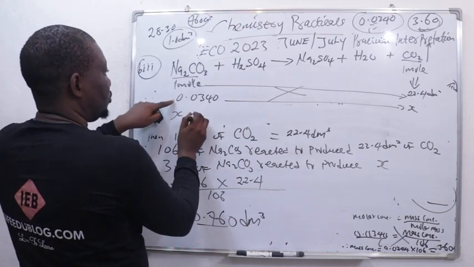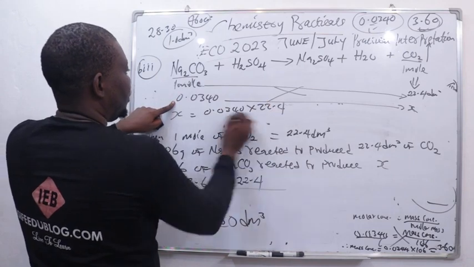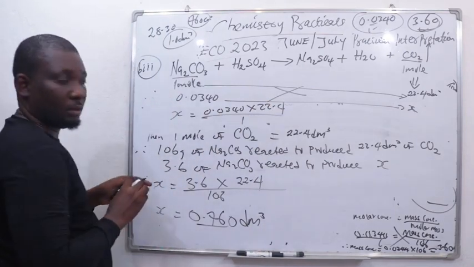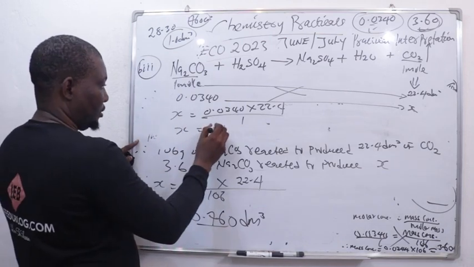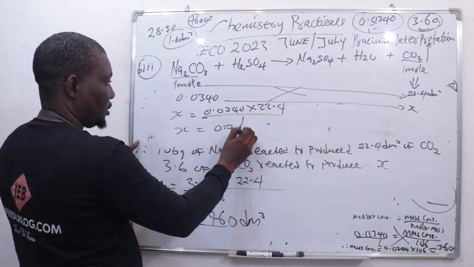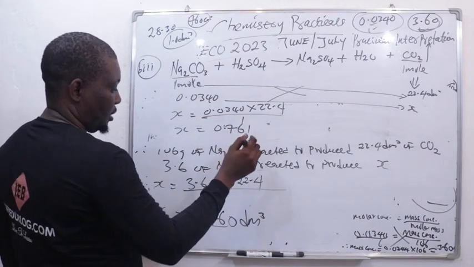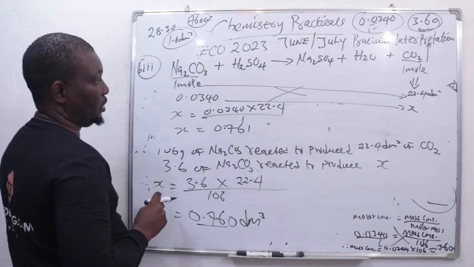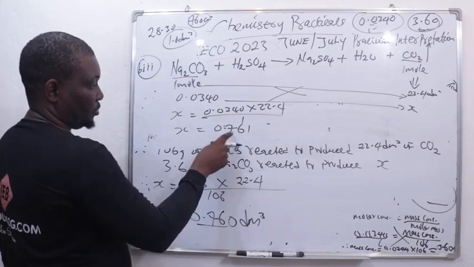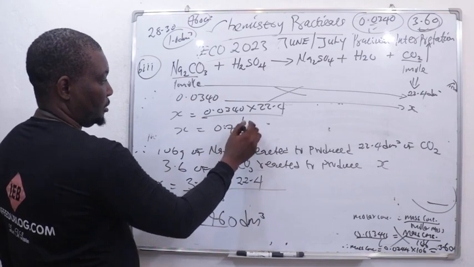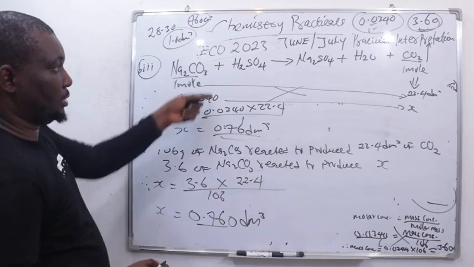X here is going to be 0.0340 times 22.4 over 1. That gives 0.761. Okay, maybe that is where we carried out unnecessary approximation, but it is the same thing. So 0.76 dm³. That is the answer. Okay, this is the easiest way to do it.